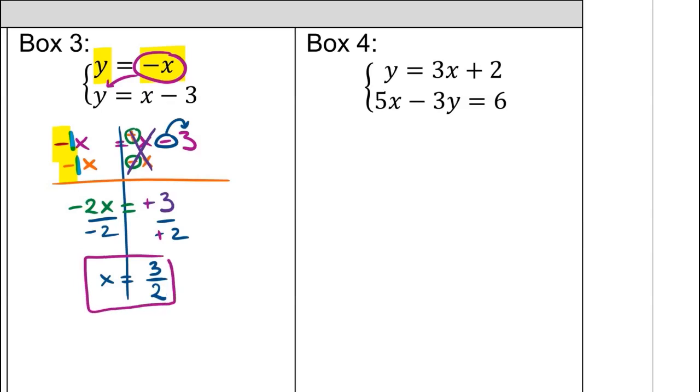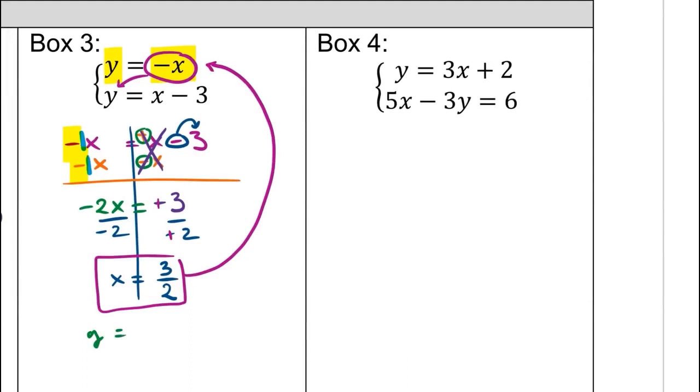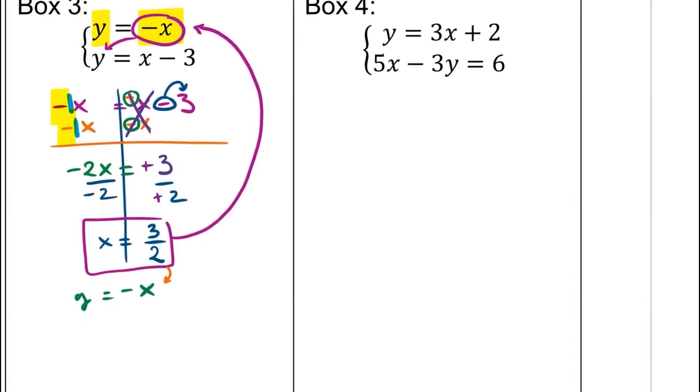Alright, some of you may be really happy and stop right there, but we're not done yet. You have to take this and plug it back into one of the originals. I picked the first one because it looked like the easiest one to plug in. So y equals negative x. Then we replace x by 3 over 2. That will give you y equals negative 3 over 2.